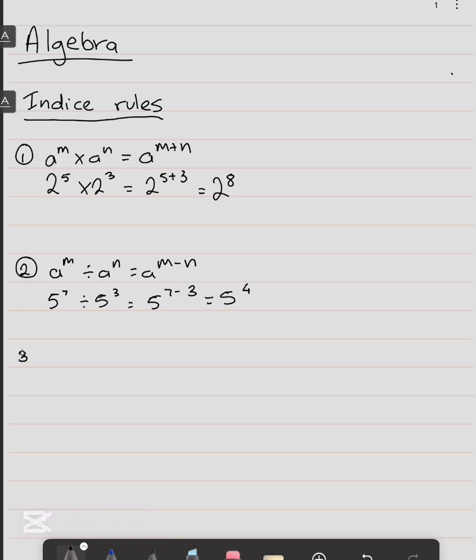Our third indice rule is where our powers multiply together. The rule is a to the power of m, brackets, to the power of n is equal to a to the power of m times n. An example of this is 2 to the power of 3, brackets, to the power of 4 is equal to 2 to the power of 3 times 4, which is 2 to the power of 12.